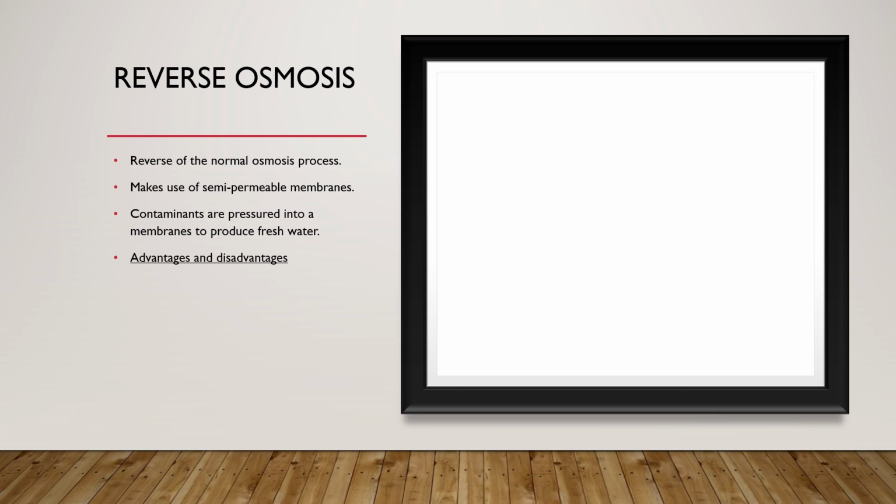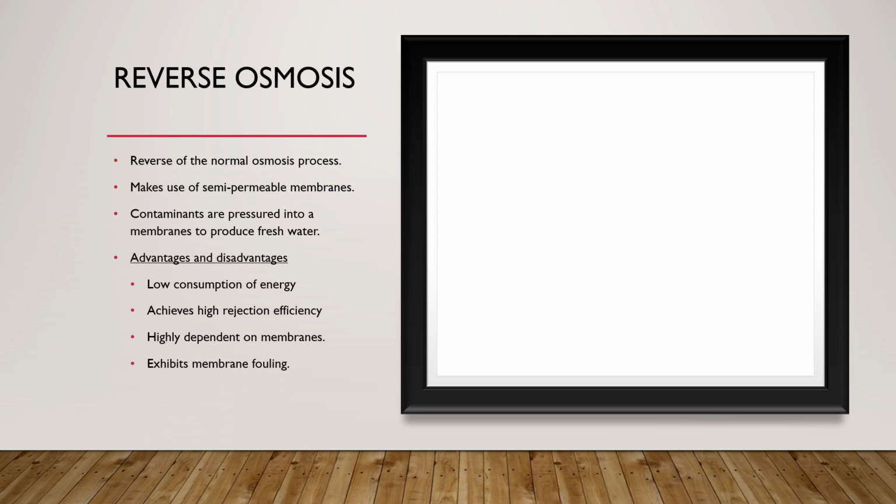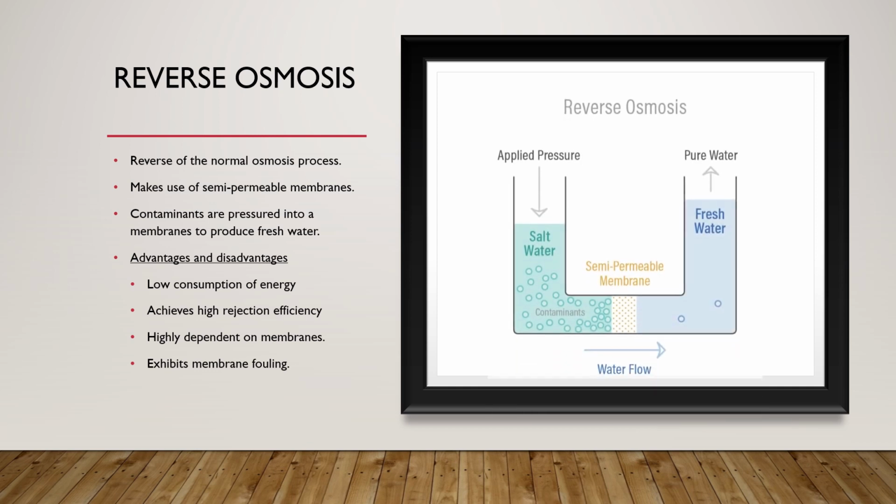Here are some of the advantages and disadvantages. This method consumes less energy. We see that it also achieves high rejection efficiency, making it more reliable. However, it is highly dependent upon membranes, and membranes are also expensive themselves. These membranes also experience fouling, so the filtration may fail sometimes.